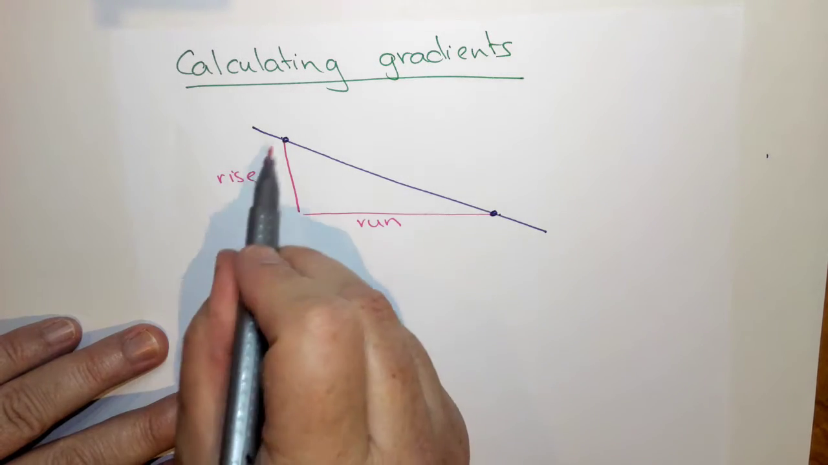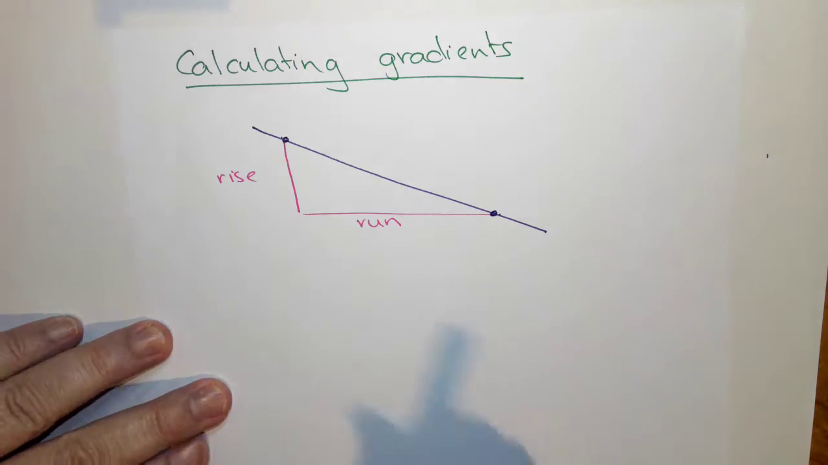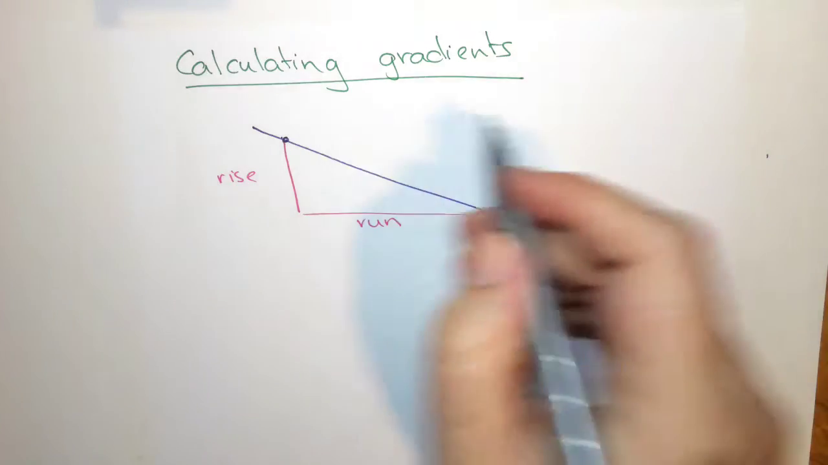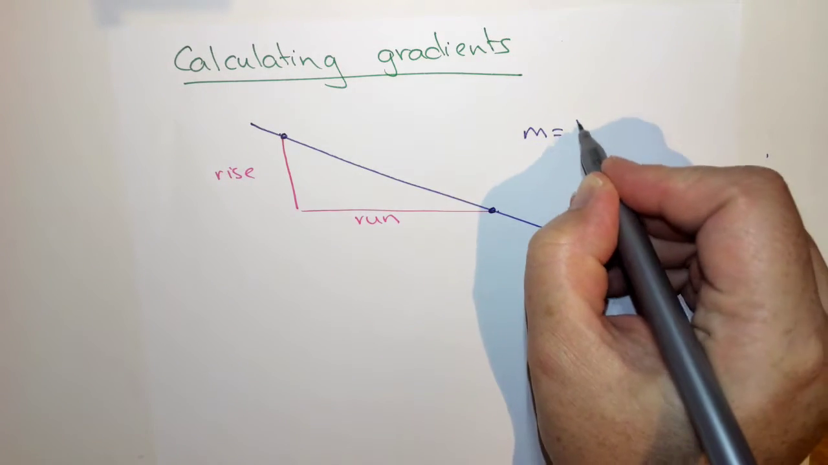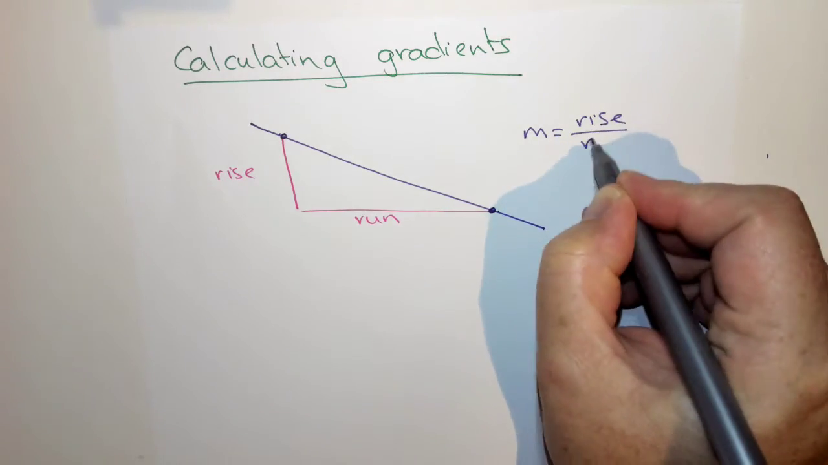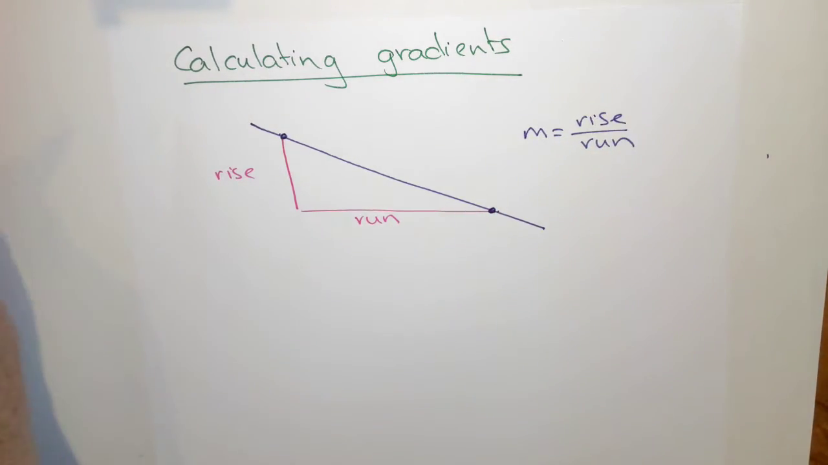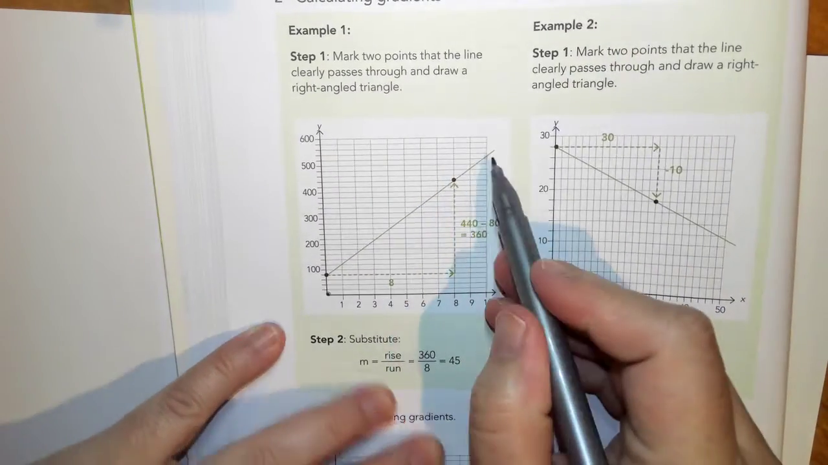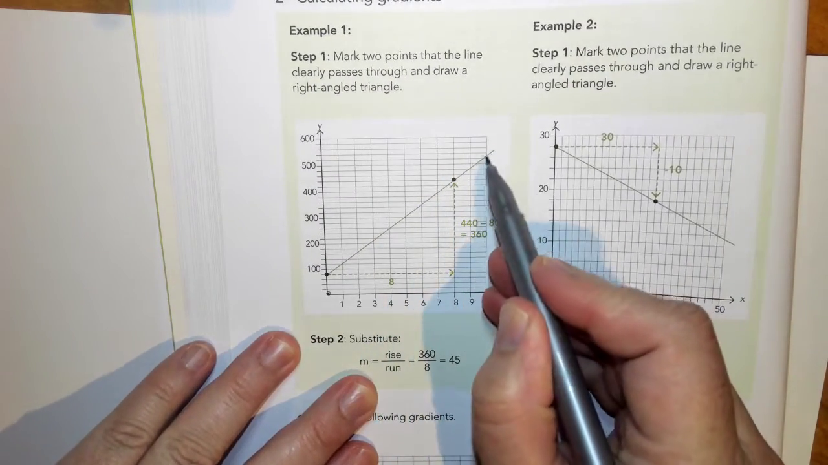Okay, so that's the key, is to find two nice coordinate points. They might be close together, they might be far apart, that's okay. And when I know those points, I'm going to use our formula: gradient equals rise over run. So let's have a look at this first example here. There's our line, that green line going through there.